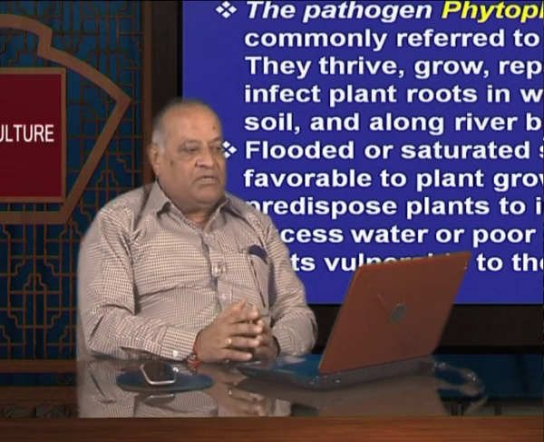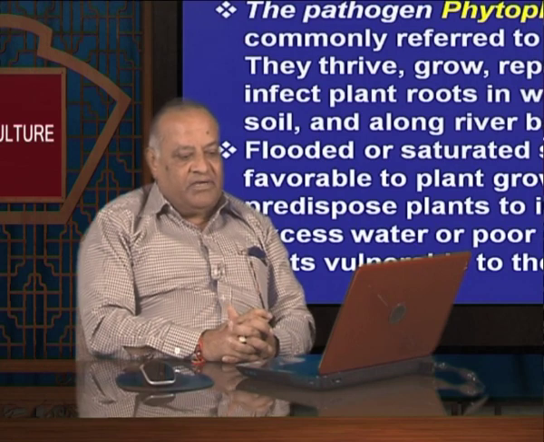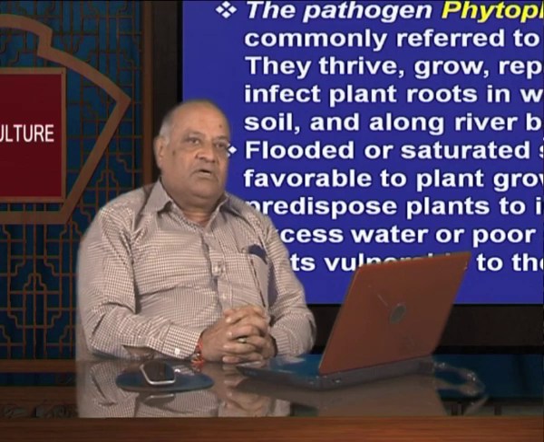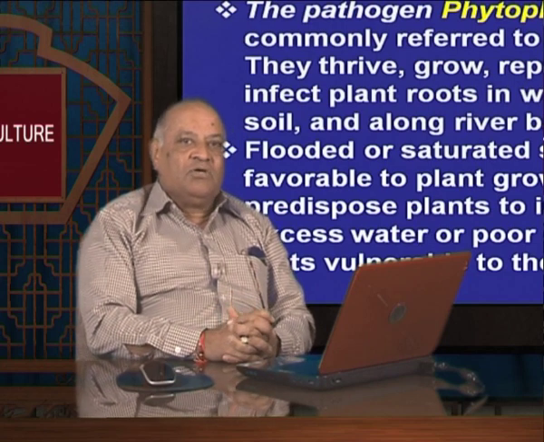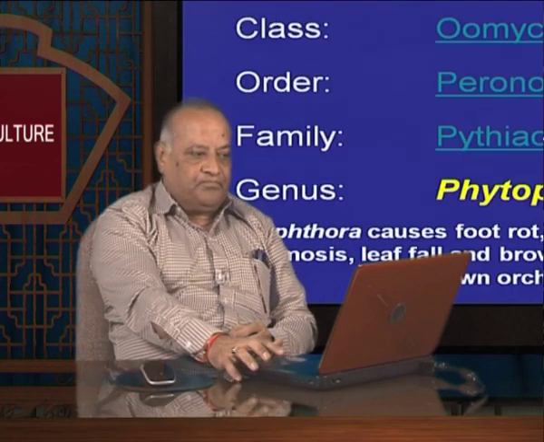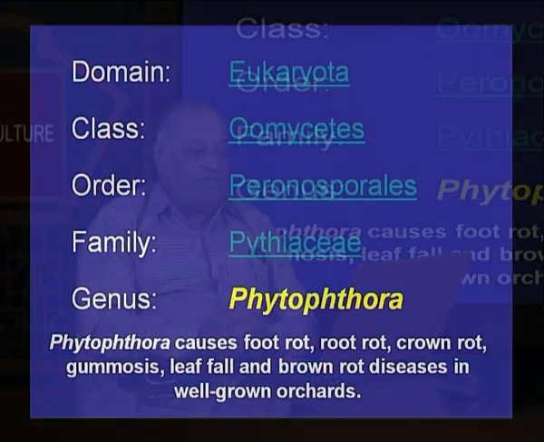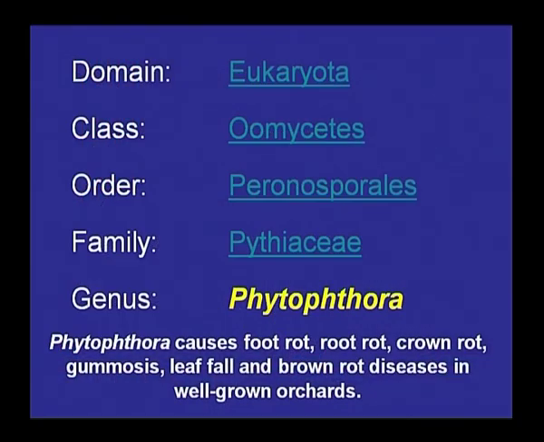Water should not be there near the plant, and especially it is a pathogen of nursery diseases or orchard diseases. If we see the classification of Phytophthora, it belongs to the class Oomycetes, order Peronosporales, family Pythiaceae, and genus Phytophthora. Phytophthora causes foot rot, root rot, crown rot, gummosis, leaf fall and brown rot disease in well grown orchards.